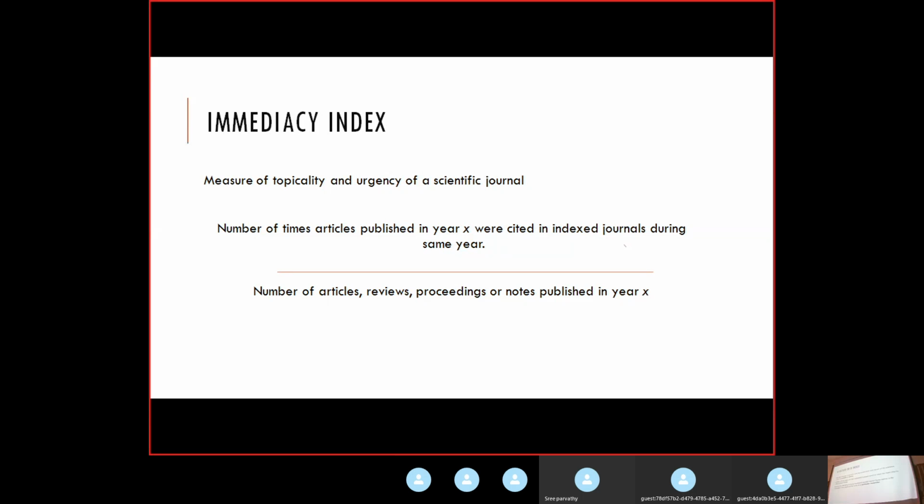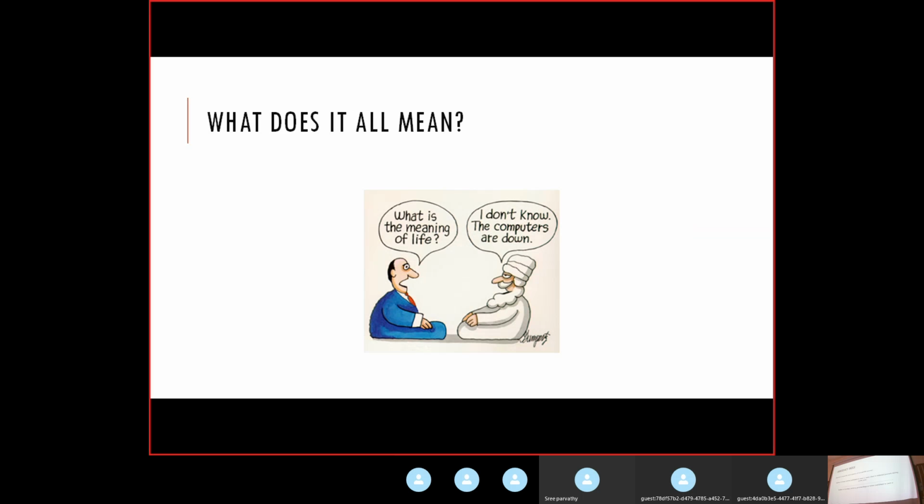This is the immediacy index. Immediacy index is a measure of topicality and urgency of a scientific journal. It measures the same year, not the previous year or last 2 years, the same year. That is known as immediacy index.